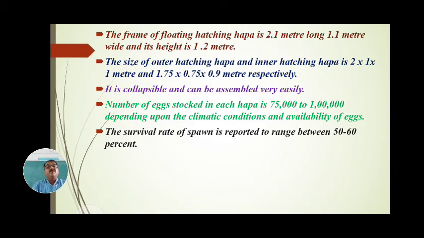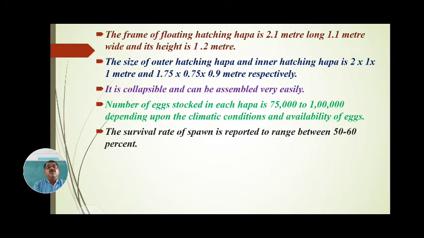The frame of the floating hapa. The floating hatching hapa is 2.1 meters long, 1.1 meters wide, and the height is 1.2 meters. This floating hapa frame should be 2.1 meters long, 1.1 meters wide, and 1.2 meters high.